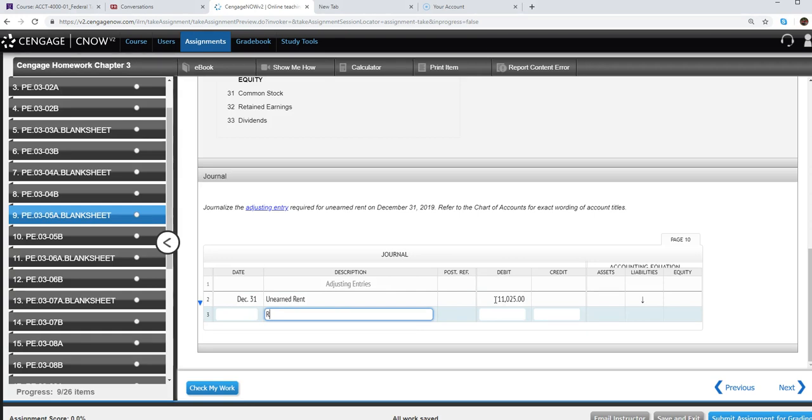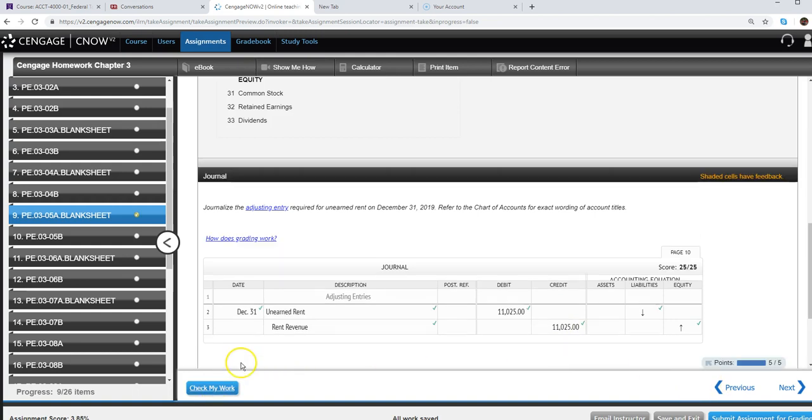And then rent revenue, $11,025, and that is making my liability go down because I've earned some of it, so I don't owe them as much. And then my rent revenue goes up to show that I've earned 7 months' worth. So I'll check my work, and that is correct. My guess is that you didn't include June and you were just doing 6 months, but because it was June 1, we include 7 months. So let me know if you have any other questions.